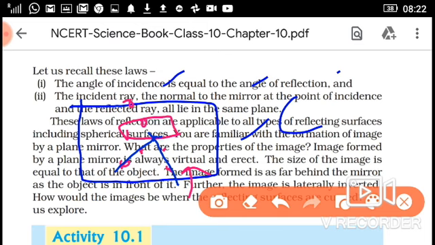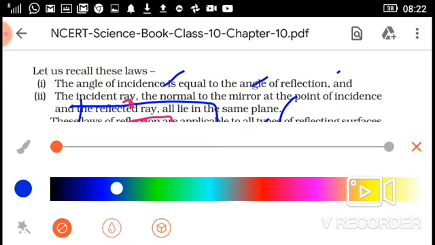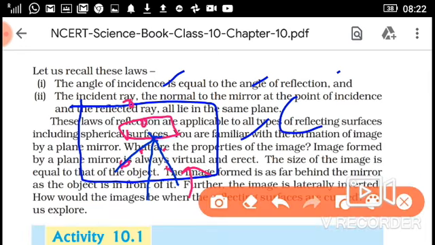From this point you draw a perpendicular line like this. Okay, and this perpendicular line is called the normal. This light coming from the medium is called the incident ray, and this ray is called the reflected ray.